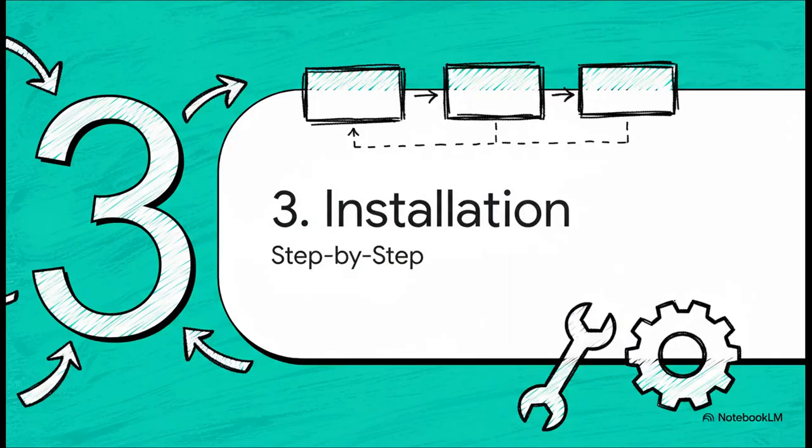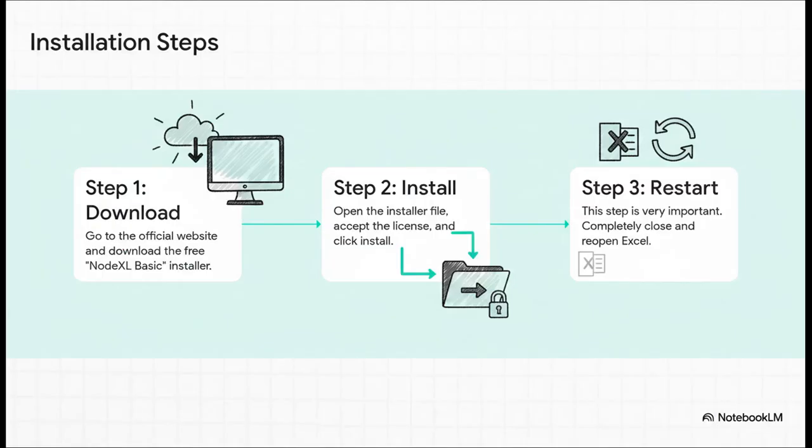Okay, with all our boxes checked, let's get down to business. Time to actually install this thing. It's really just 3 quick steps. First, you're going to head over to the official NodeXL website and download the free NodeXL Basic Installer. It's perfect for getting started. Second, once that's downloaded, just open the file and click Next through the installation prompts. And third, and this is so important, after the installer finishes, you have to completely close out of Excel. Don't just minimize it. Shut the program down entirely, then open it again. This is what lets Excel actually see the new add-in.